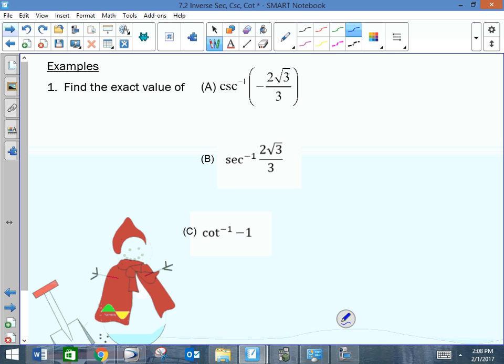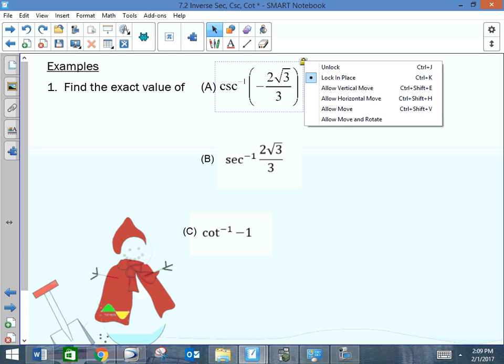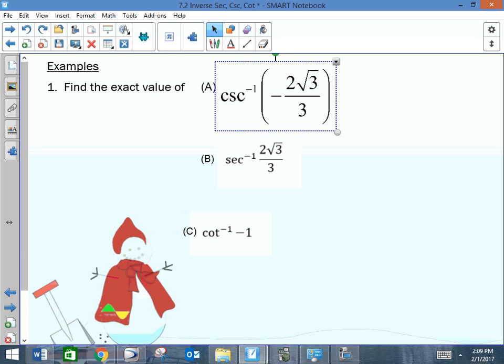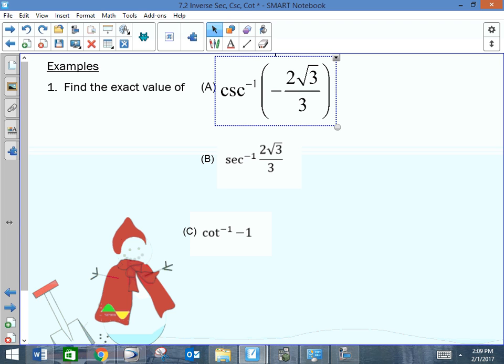Okay, let's try some. All right, I'm kind of thinking that you'll know what to do. There is an inverse function. Sometimes it gets lost on these little problems. I don't know why. Okay, so who thinks they would know what to do to find the inverse cosecant of that thing right there? Naomi?